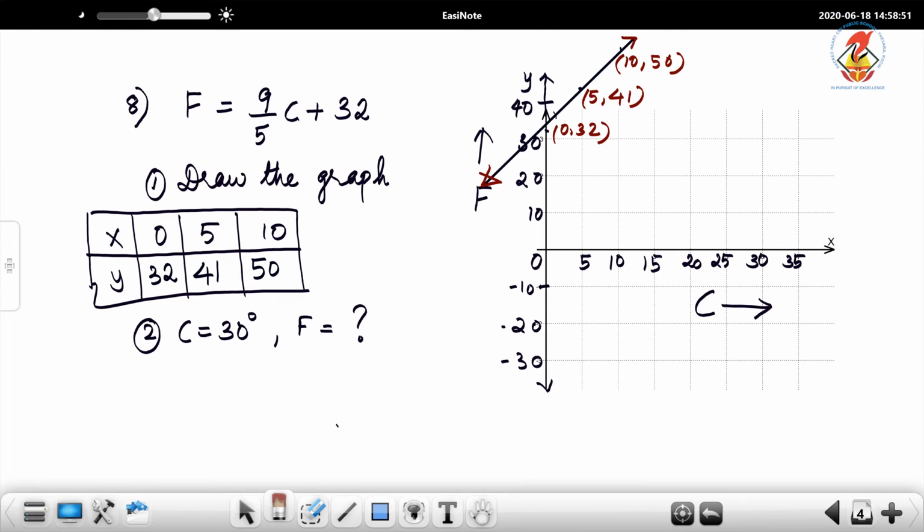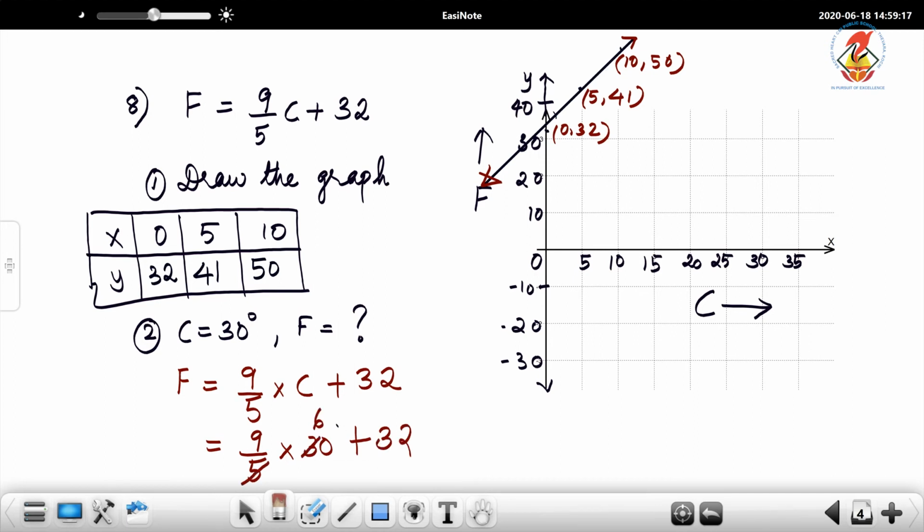Now, the second part of the question. If Celsius is given to be 30 degrees, what will be the Fahrenheit value? If C equals 30 degrees, F is equal to what? So, write the formula. F is equal to 9 by 5 into C plus 32, which is equal to 9 by 5 into 30 plus 32. 5 goes in 30 6 times. When you add and simplify, you will get the answer to be 86 degrees. That is, when Celsius is equal to 30 degrees, then the Fahrenheit value will be 86 degrees.